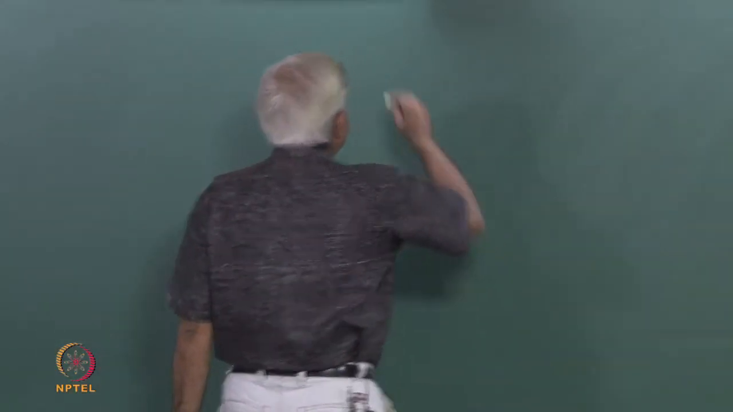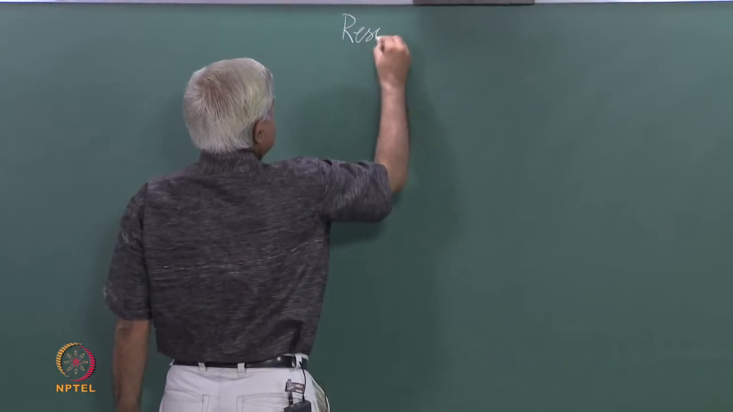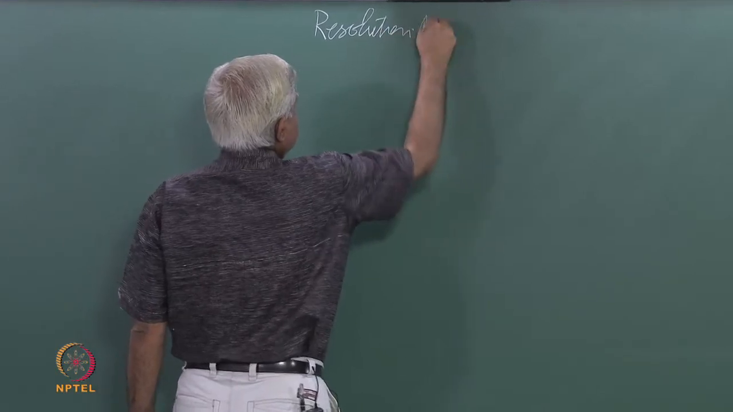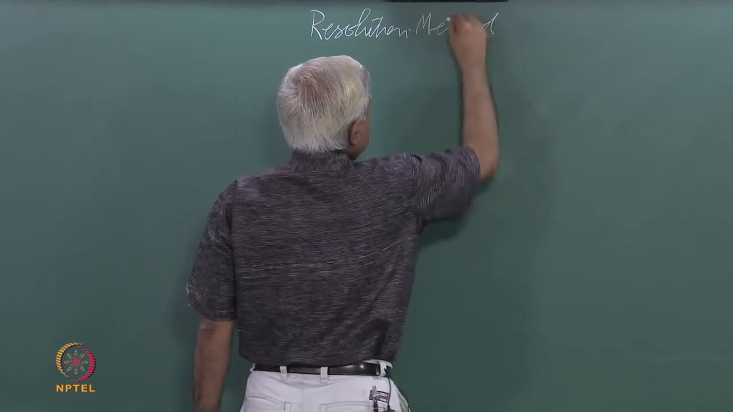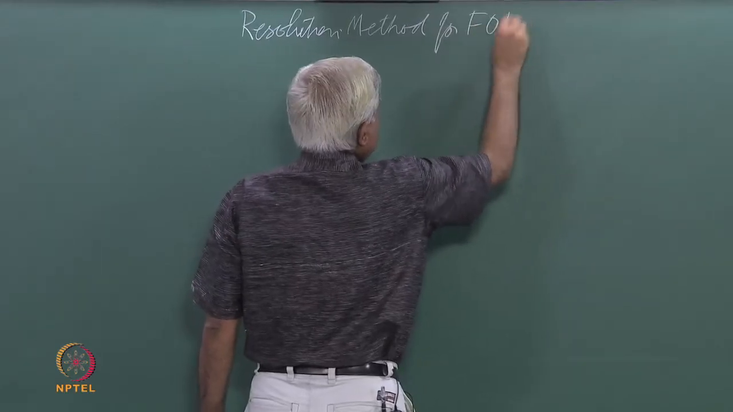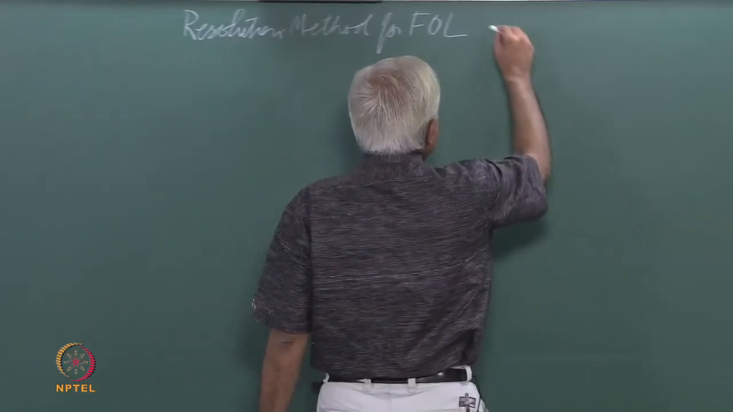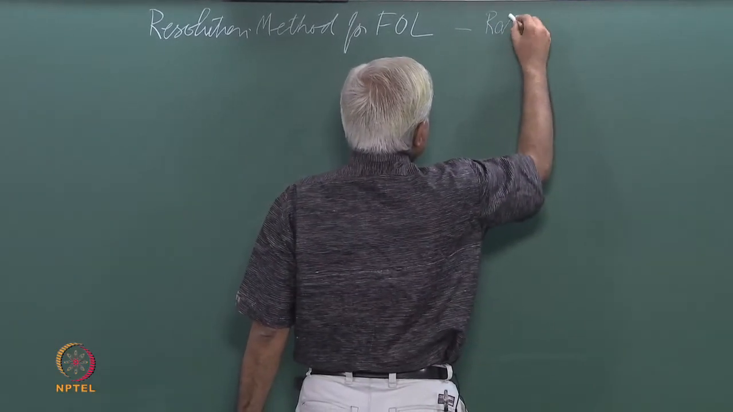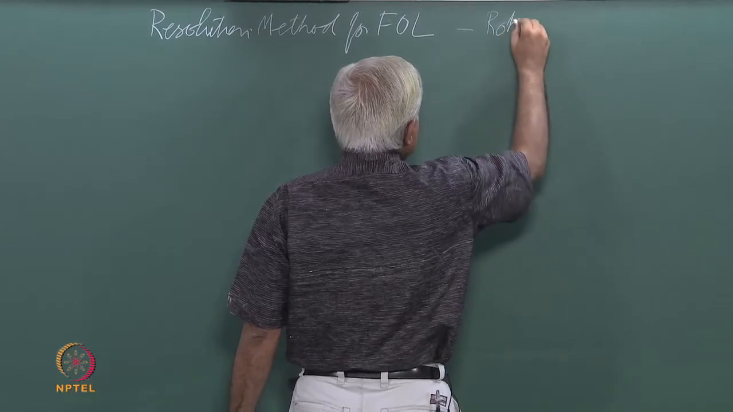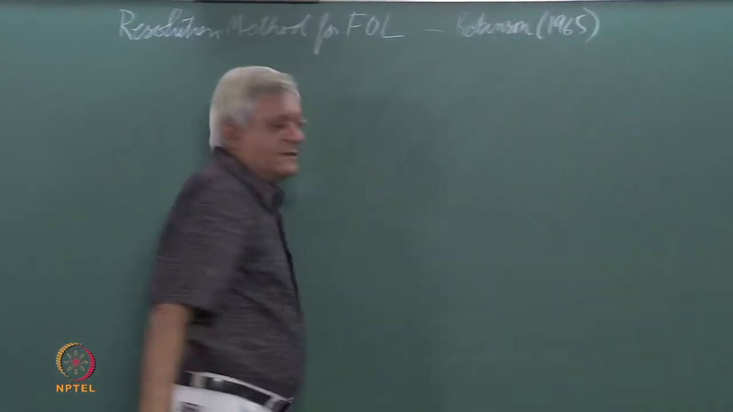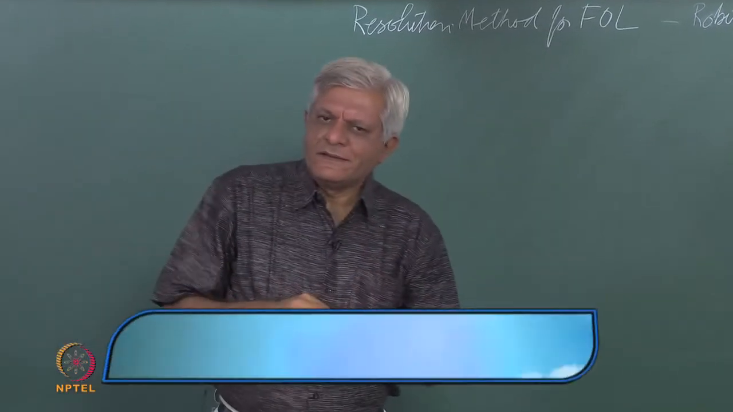Okay, so we meet for the last time this semester, and we want to look at the resolution method for FOL essentially. As I might have mentioned earlier, it was a method introduced by Alan Robinson in 1965, and since then it has been used extensively in theorem proving.